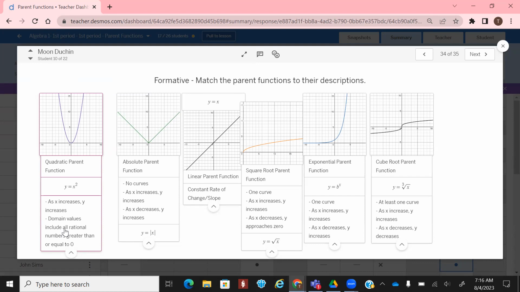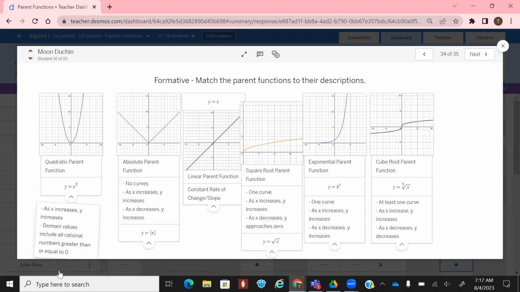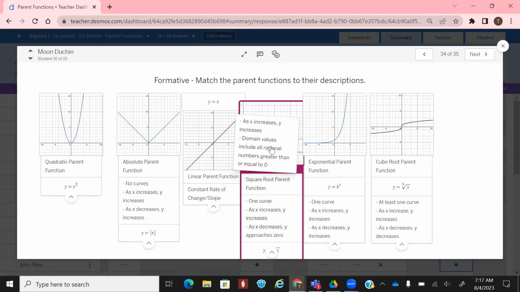Domain values include all rational numbers greater than or equal to 0. So what this is saying is, for your x values, they can only be greater than or equal to 0. So are there any negative numbers in our domain? Yes. So does that work for this one? No. Which picture does that one work for? Square root. Okay, so we're going to go ahead and attach it to this guy.